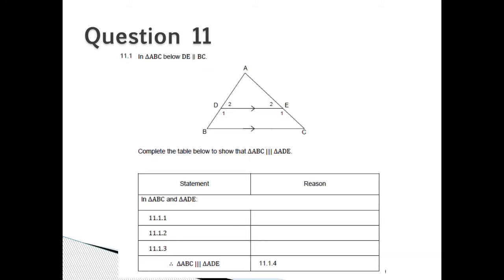Question 11.1. In triangle ABC below, DE is parallel to BC. Complete the table below to show that triangle ABC is similar to triangle ADE. In the triangle ABC and triangle ADE, there are three statements that we need to provide in order to prove that triangle ABC is similar to triangle ADE.